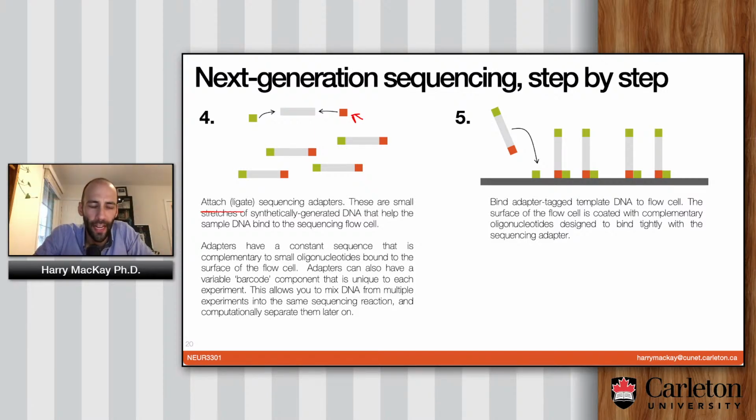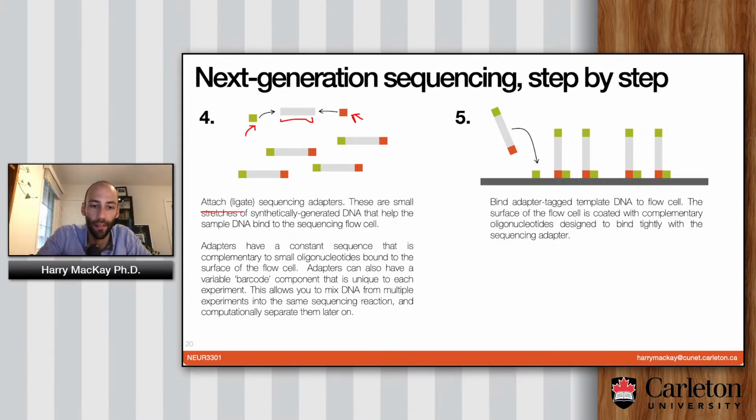So it's literally an adapter. It takes this random piece of DNA that you don't know the sequence of, and it adds onto each end of it a predictable sequence that is given to you by the manufacturer. This sequence is able to bind to the flow cell, allowing your sample DNA to stick to the flow cell and be analyzed.